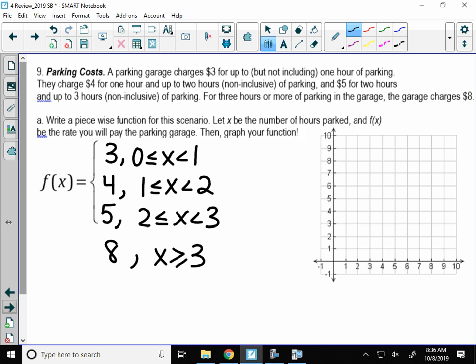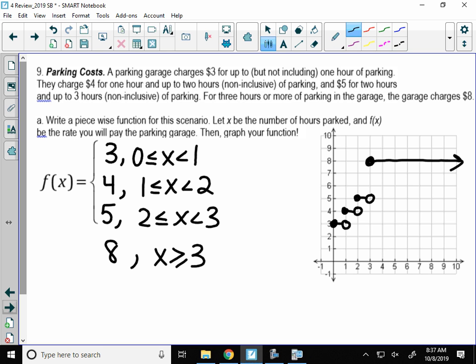Now this is what we call a step function. It's going to be a bunch of constants here. So I'm going to have a horizontal line at 3 from 0 to 1. There's my first segment. At 4, I'll have a closed dot at 1 and an open dot at 2, and connect there. At 5, I'll have a closed dot at 2, open dot at 3, and finally I jump all the way up to 8 here and connect over that way.